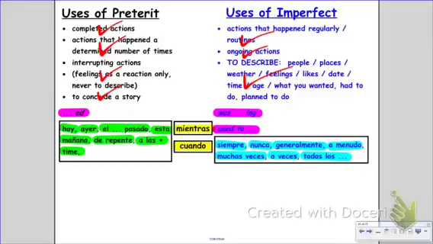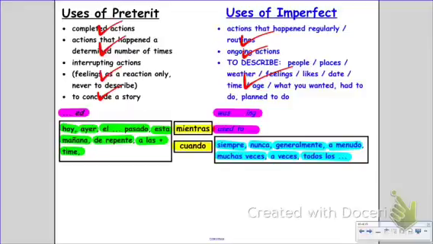Same with imperfect. When you see things like siempre, nunca, generalmente, a menudo, muchas veces, todos los martes, it's probably going to be imperfect. But again, don't assume. Read the sentence carefully, analyze it. There might be reasons why it would have that, but then be preterite, okay?